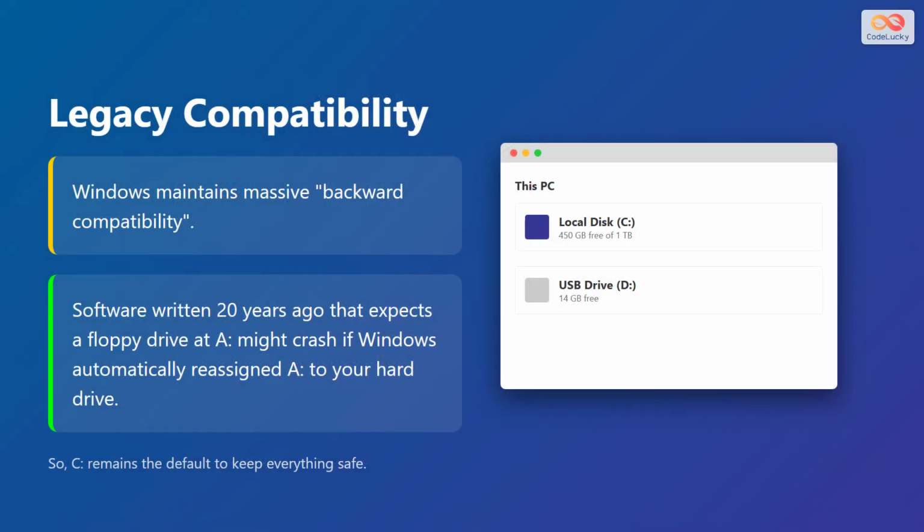You might ask, why hasn't Microsoft just changed it? The answer is backward compatibility. Windows is famous for supporting older software. There are still legacy programs and scripts in enterprise environments that are hard-coded to look for a C drive. Changing the boot drive to A would cause massive compatibility headaches. So, to play it safe, C remains the default system drive.